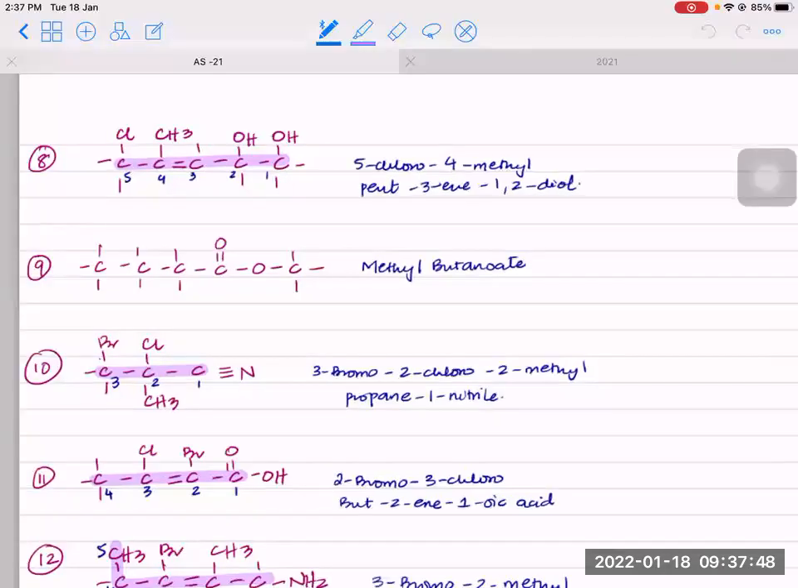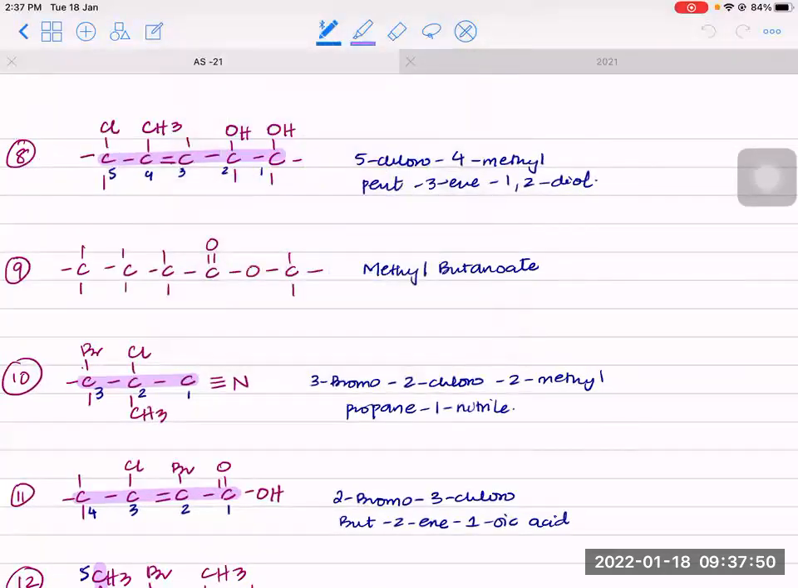So let's go over this. Number 8. So we have CH2Cl. So you write it like this, CH2Cl. Yeah. So this is CH2Cl. Then we have C bracket CH3, double bond. Then you have CH. Then you have CH bracket OH. Then you have CH2OH. Clear?